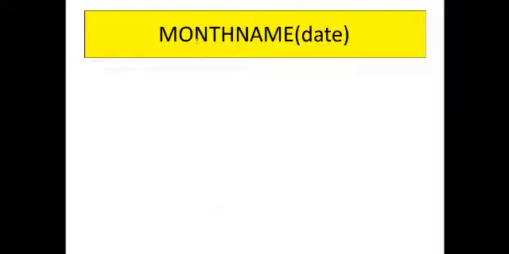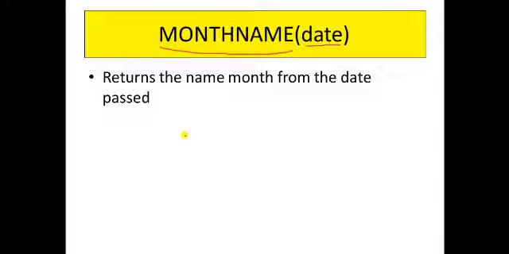Now let us discuss the next function, which is monthname. As the name suggests, the month function returned the numeric value of the month from the date passed as parameter. What will the monthname function do? It will return the string value, that is the name of the month, from the date passed as parameter. For example, if the month value is 02, it will return February. If the month value is 12, it will return December. In this way, it returns the name of the month.